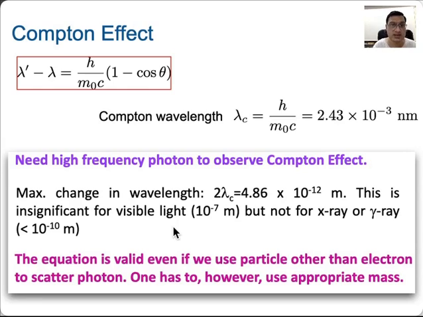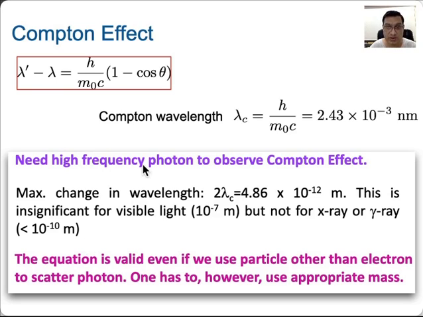And now here is the explanation of why you need X-ray to see the Compton effect, and not UV or visible light. You have seen that the maximum change in wavelength, which is 2 times lambda c, is of the order of 10 to the power minus 12 meter. This is insignificant for visible light, which is of the order of 10 to the power minus 7 meter, that is 800 nanometer or 400 nanometer, but not for X-rays or gamma rays, which are of the order of 10 to the power minus 10 meter or smaller.